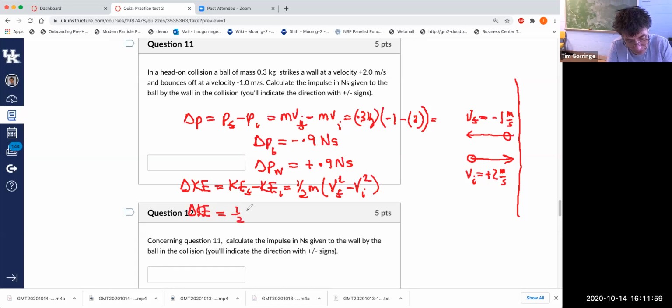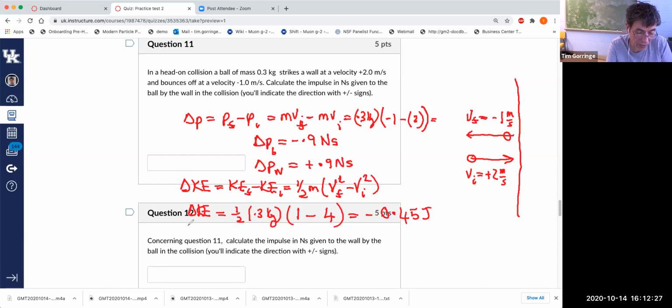So half times 0.3 kilograms times the final velocity squared, that's going to be 1, less the initial velocity squared, that's going to be 4. And this is going to come out to be, let's see, minus 0.45 joules.